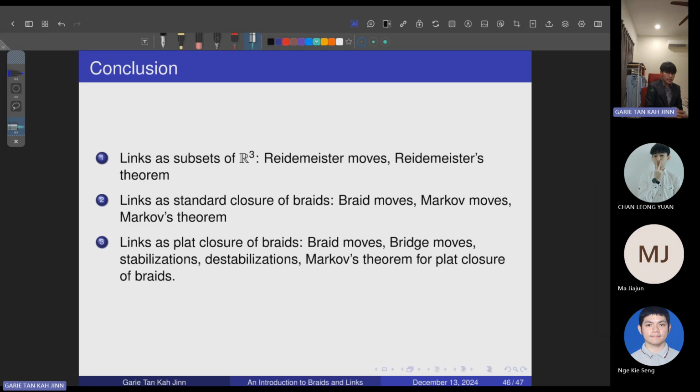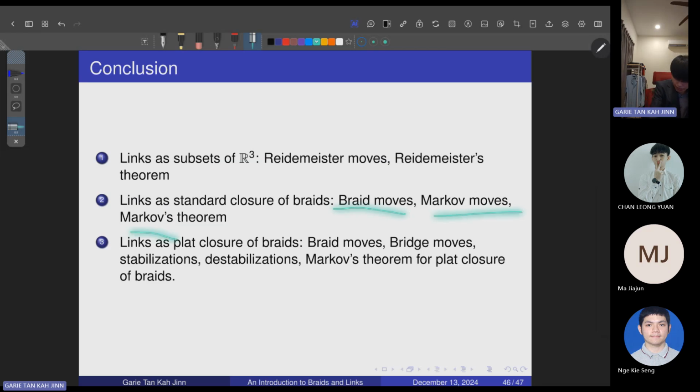So in conclusion, we study the equivalence of links using these perspectives. I consider the second and the third the same perspective, as they are both represented as a closure of a braid. The first one is a subset of R3, so the Reidemeister theorem tells me that to study the equivalence of links, I study the link diagrams modulo the Reidemeister moves. For the second one, the link as the standard closure of a braid, the Markov theorem tells me that to study oriented link equivalence, I can study the braid diagrams modulo the braid moves and Markov moves.